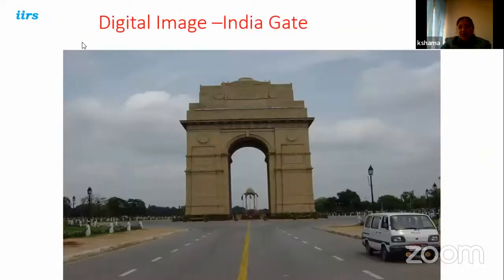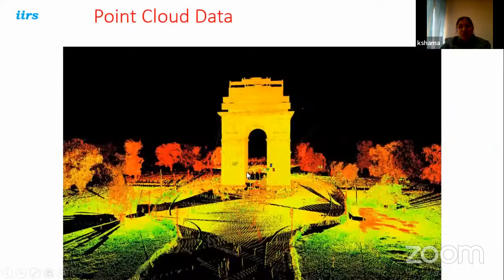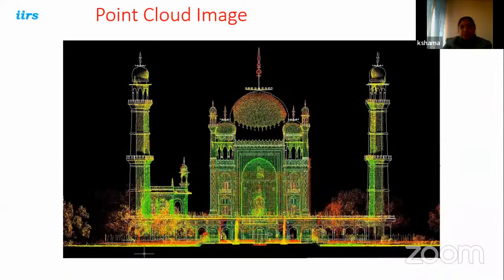Like this is India Gate, and this is one of the LIDAR data of India Gate. And although it seems a very image kind of thing, at every millimeter or less than a millimeter, you will find a point which will give you X, Y, Z information of that structure. Now, this is also one of the structures, I think it is Bibi Ka Maqbara. So all these things you can see.